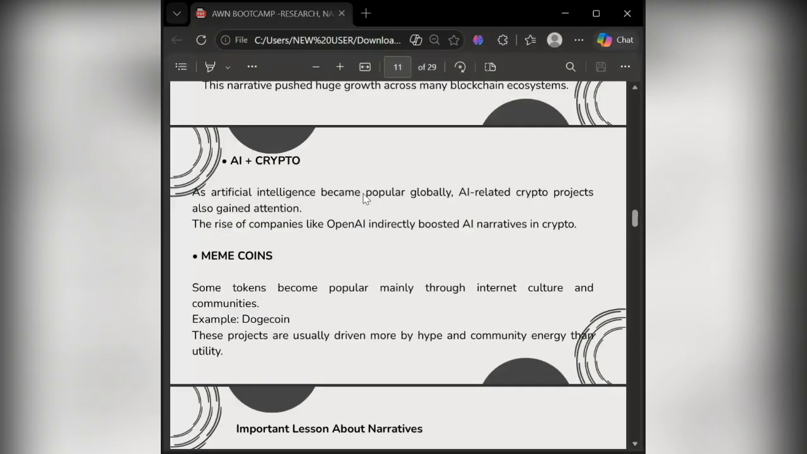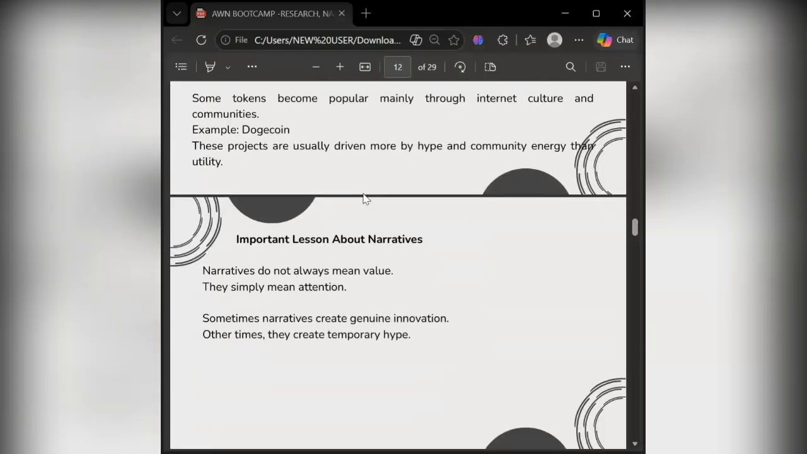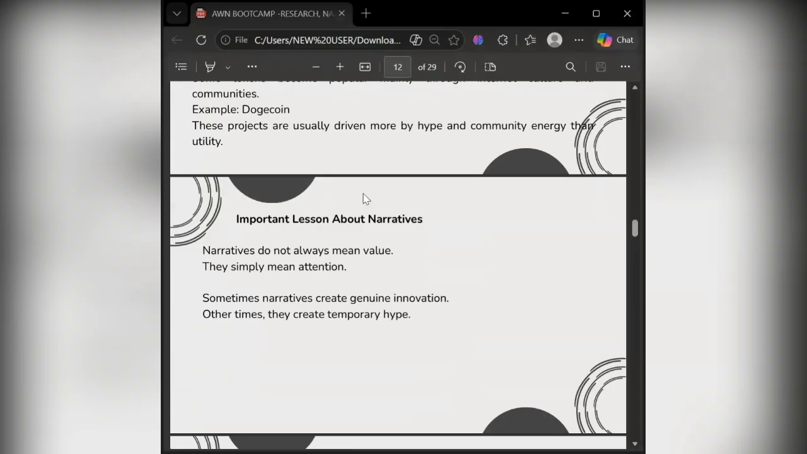attention. So an important lesson to learn about narratives is that narratives do not always mean value. They simply mean attention, like what is really dragging attention to this kind of project. Remember the period of Notcoin? Everybody was tapping the screen, you tap to earn. It was a narrative of its own back then, and it onboarded a whole lot of persons into the crypto space. Even someone would be driving you on a tricycle, keke napep, and the person is tapping with the other hand, like, what the heck? So it was a trend back then, right?